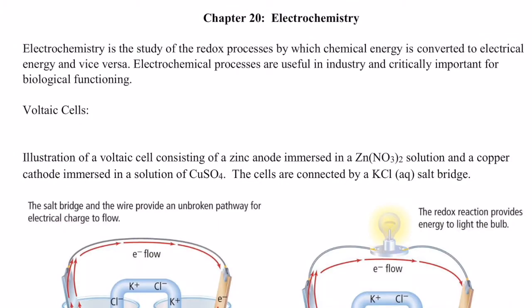Today we're going to talk about electrochemistry. We're going to talk about an application of the reduction and oxidation process that we learned about in the previous chapter. So electrochemistry is the study of redox processes by which chemical energy is converted to electrical energy and vice versa. Now this is quite practical and has uses in industry and is critically important for biological functions, as you may have learned in your biology classes.